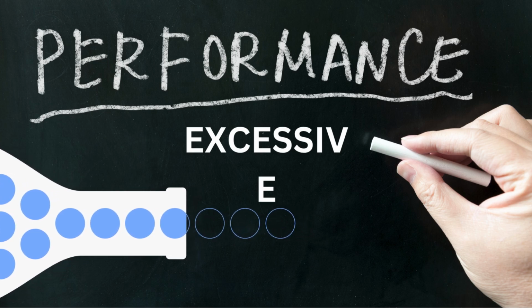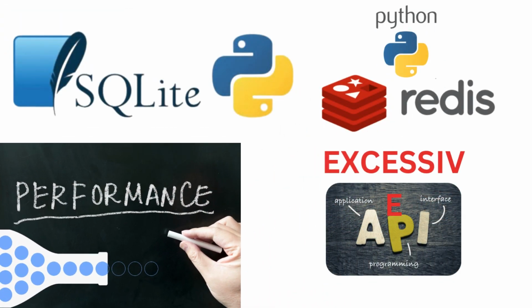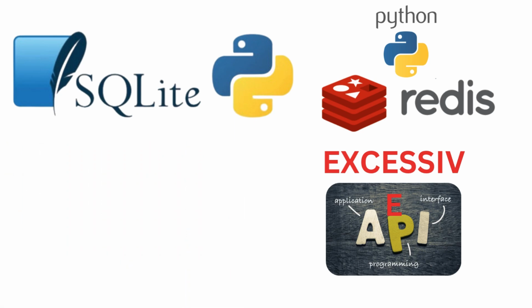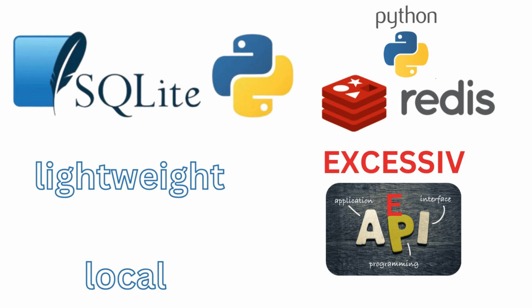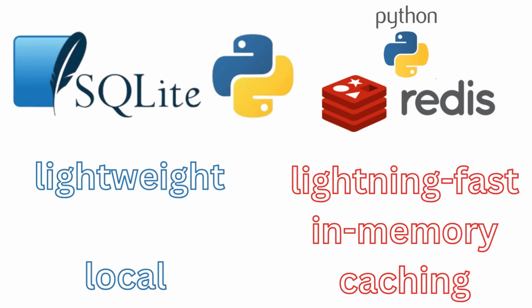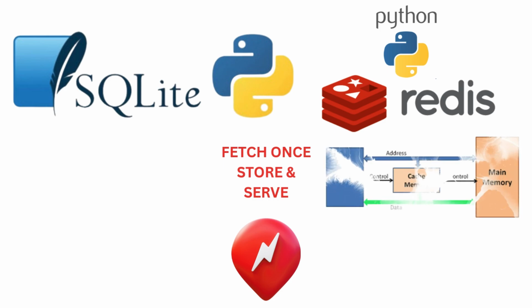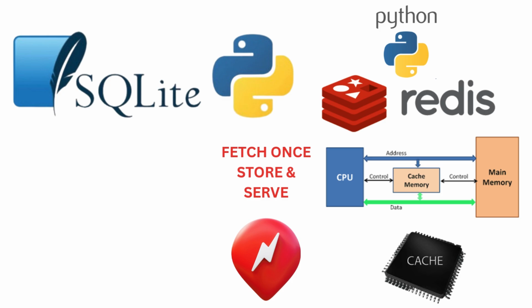So, we're going to explore maybe 2 or 3 different techniques that will be able to help us. For instance, SQLite for lightweight local storage, or Redis for lightning fast in-memory caching. These will significantly reduce those pesky API calls and supercharge our Flask app performance. So how do we do this? We need to fetch that data once, store it, and serve it directly from our own application for subsequent requests. That's exactly what caching and local storage allow us to do.